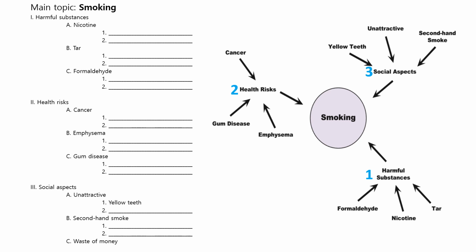Well, all throughout this process, I can always change the order. I can put in more information, take information out, always thinking about how to present my information in a better way. So unattractive, well, I think yellow teeth actually falls under unattractive. And as a social aspect, I want to talk about how much money people waste every day in smoking. So I decided to move yellow teeth under unattractive, and then my third main supporting idea for social aspects would be waste of money.